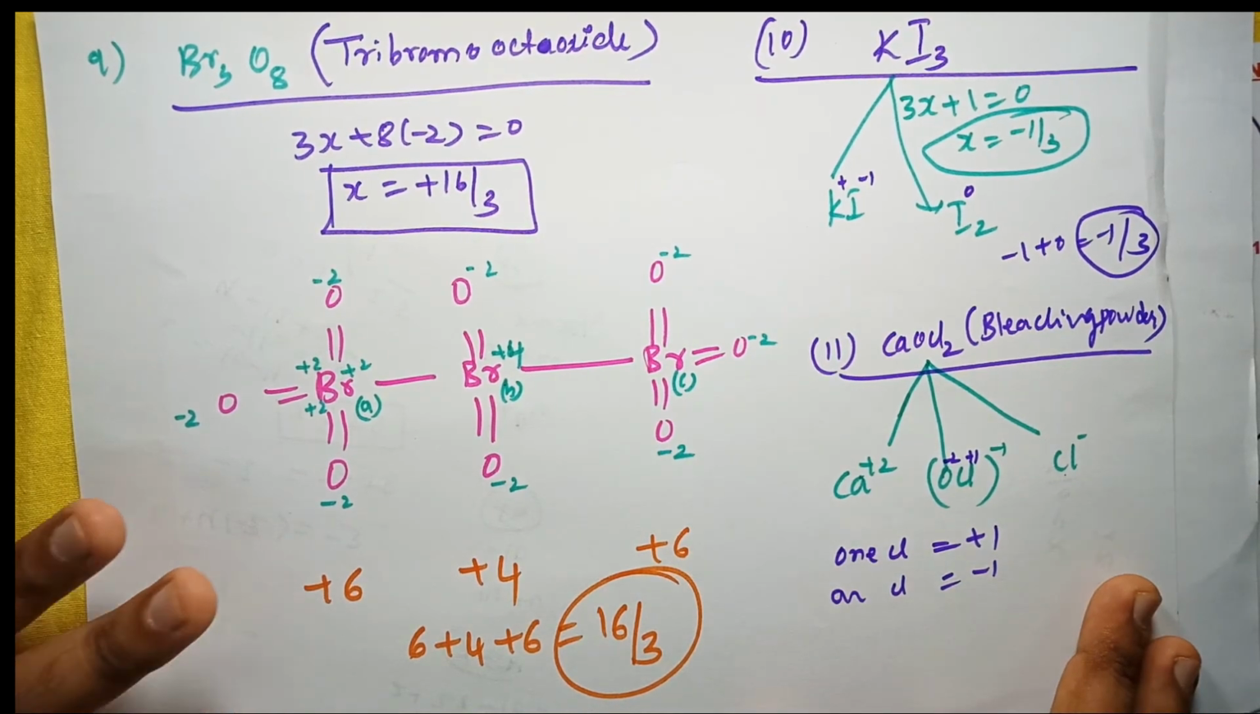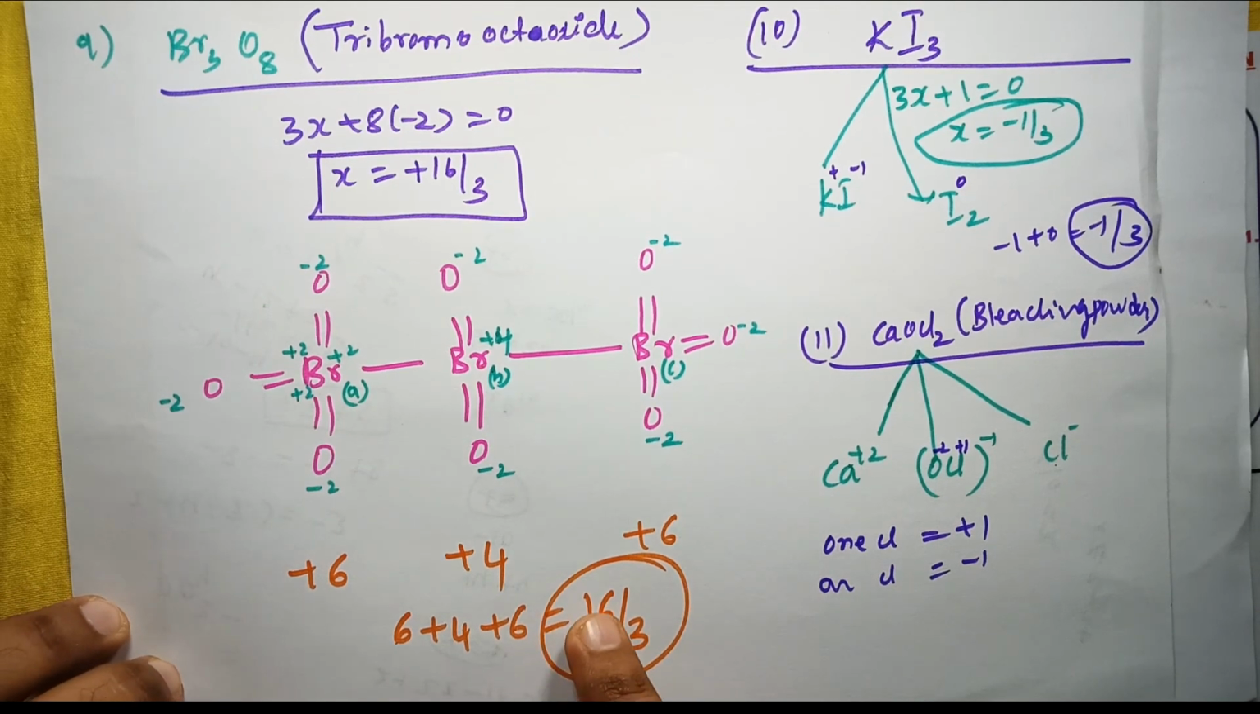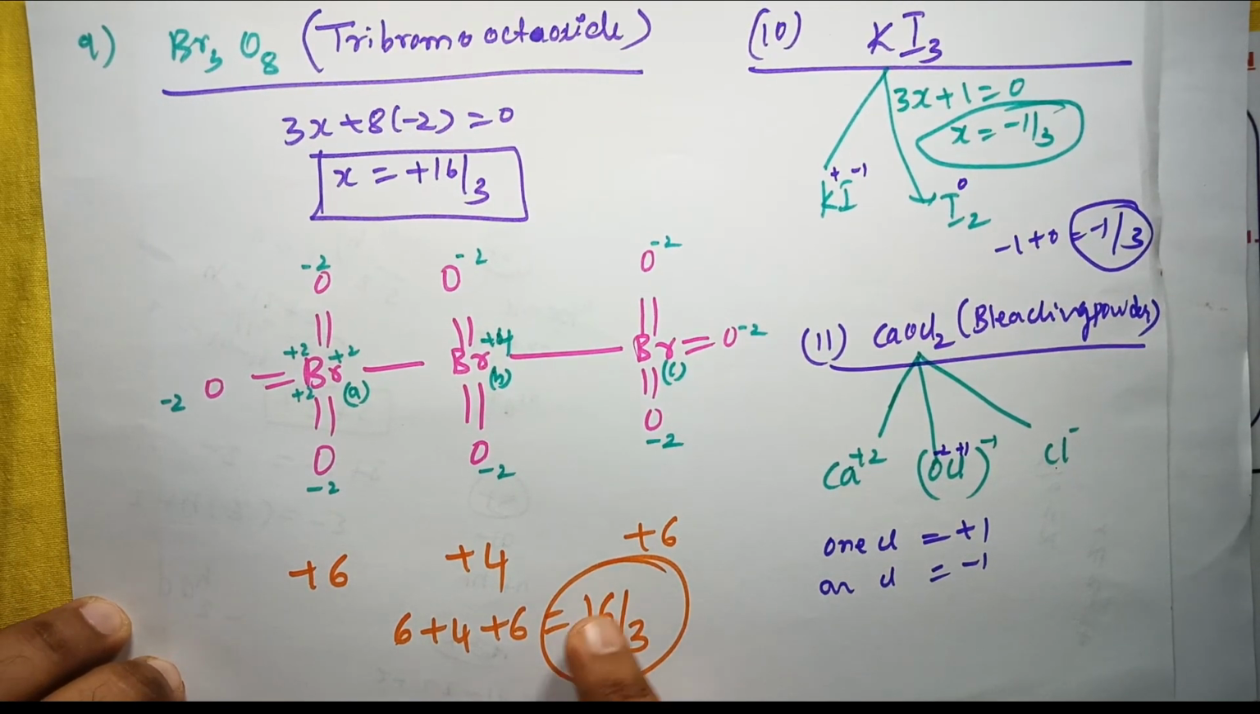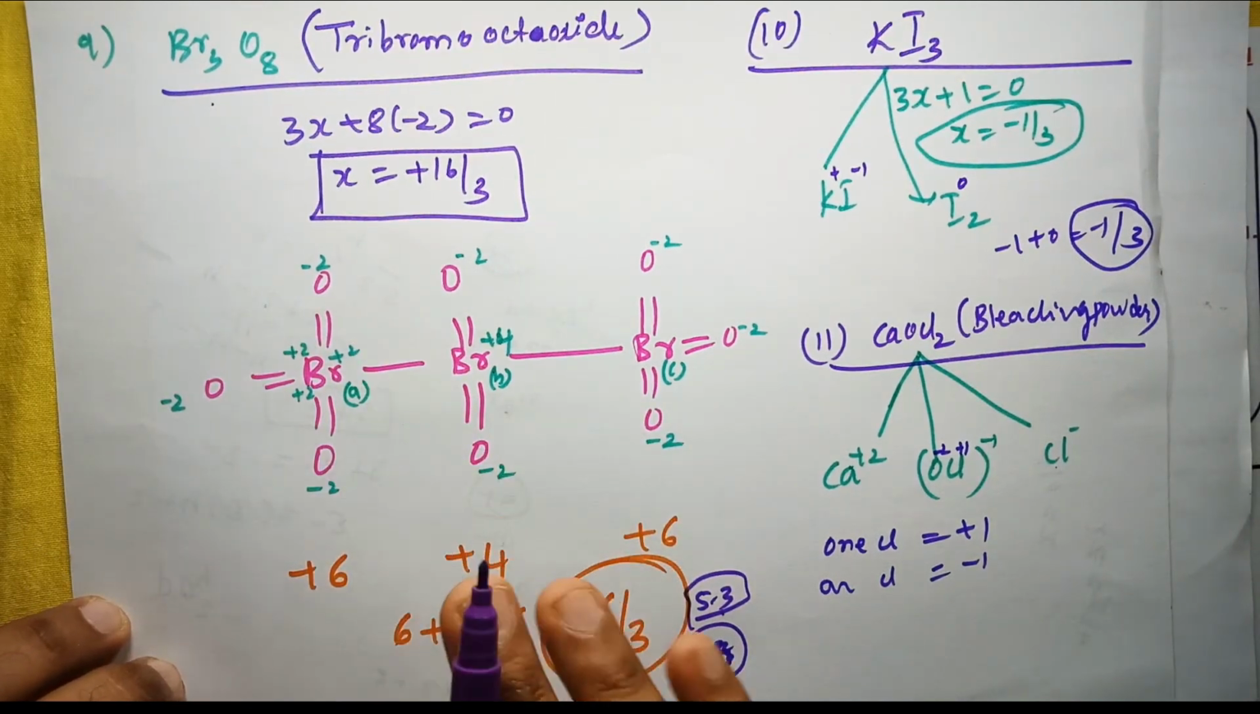Is it clear friends? So friends, look here, one thing I forgot to tell you. Here we are getting 16 by 3. By calculating 16 by 3 we will get 5.3. So 5.3 is not the oxidation state of each bromine atom here friends. Don't try to calculate likewise, okay?